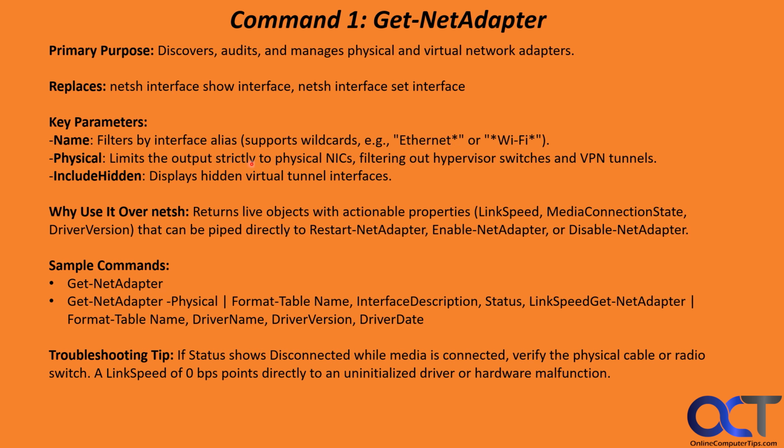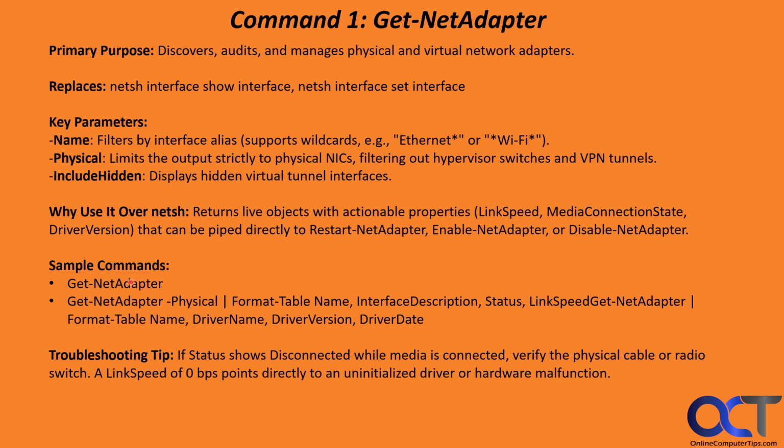-Physical will limit the output strictly to physical NICs and filter out any hypervisor switches or VPN tunnels, if you're using any, of course. And then we have -IncludeHidden. So this will display hidden virtual tunnel interfaces if you're using them, of course. All right, so why would you use this over network shell? So this returns live objects with actionable properties such as the link speed, connection state, driver version, and so on. And then you could pipe these directly to Restart-NetAdapter, Enable-NetAdapter, or Disable-NetAdapter. So when I say pipe, think of that as outputting them into these other commands here.